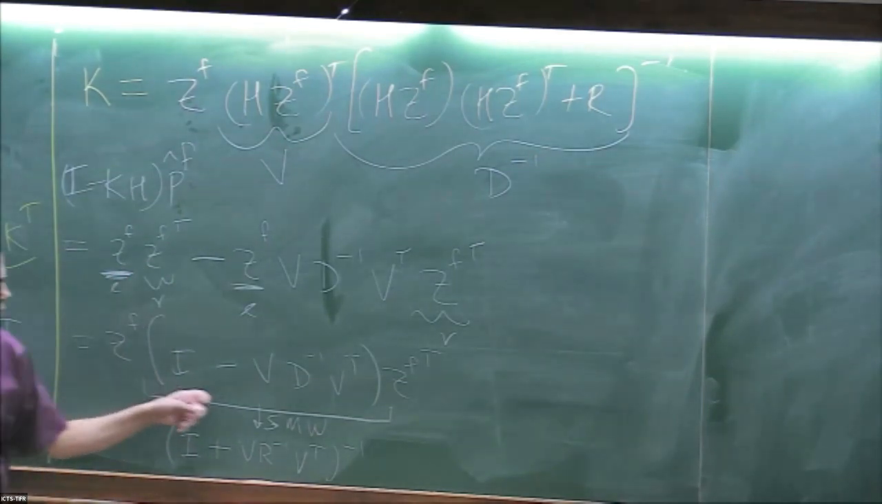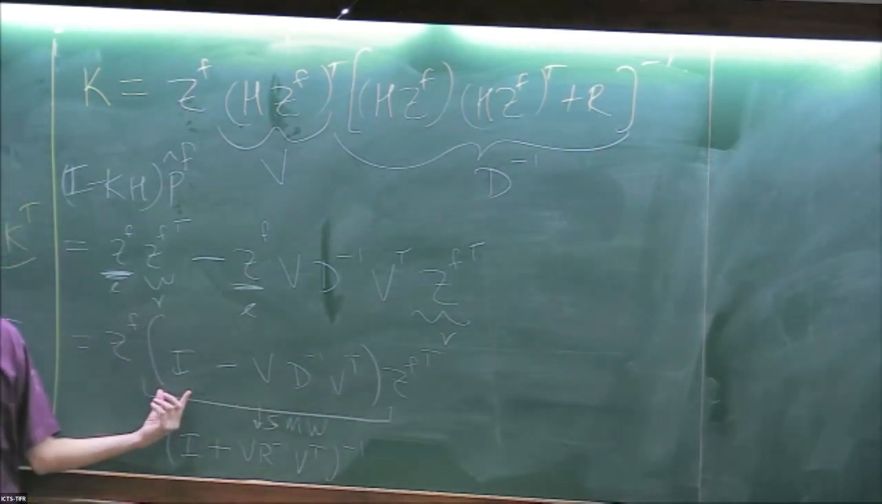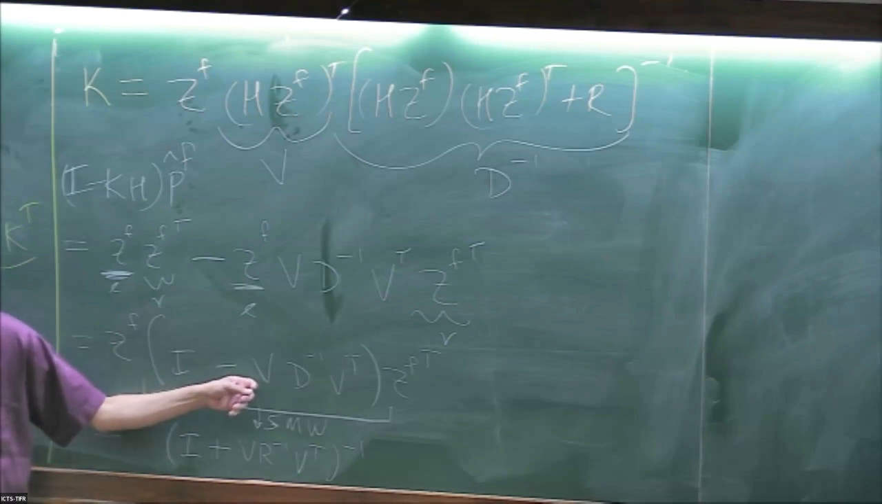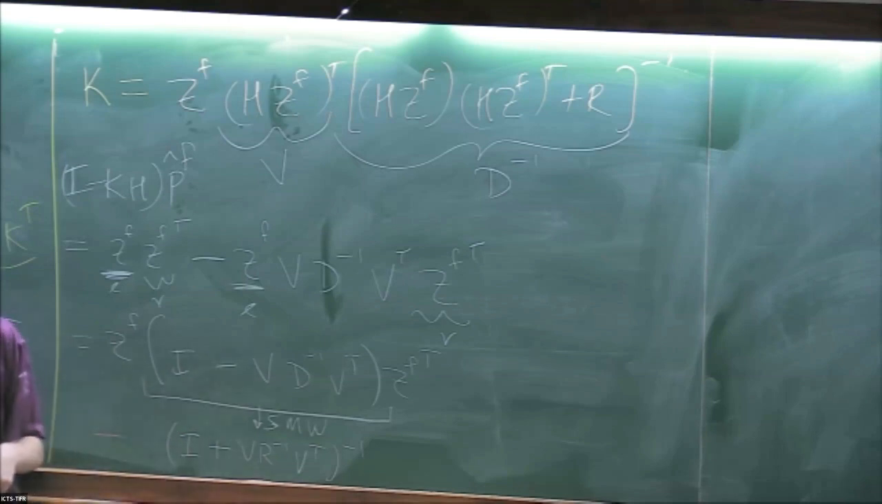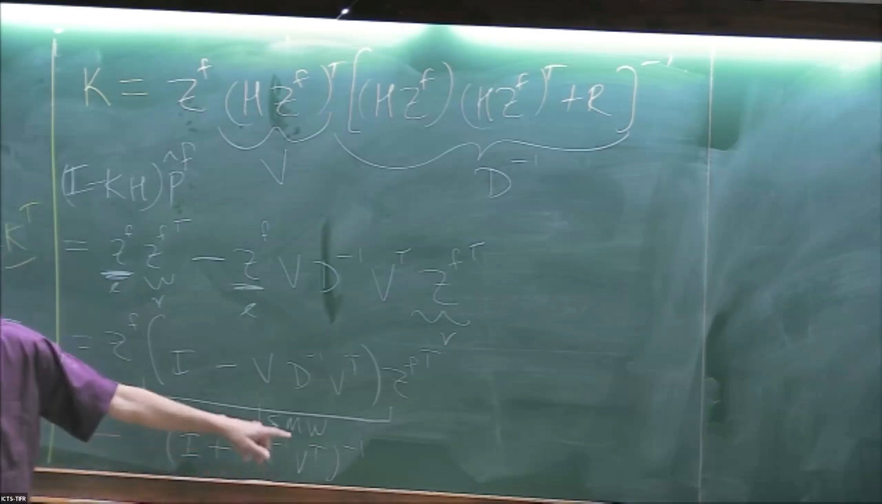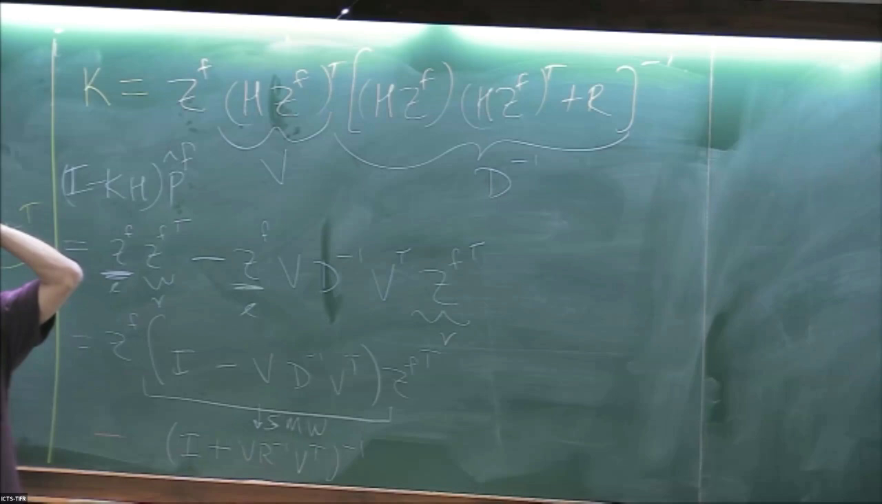So this is not an inverse of any matrix, it's I minus something. I've converted that into the inverse of something. Inverse of what? I plus V R inverse V transpose, inverse. Why is that a good thing? I mean, inverses typically are bad to deal with.